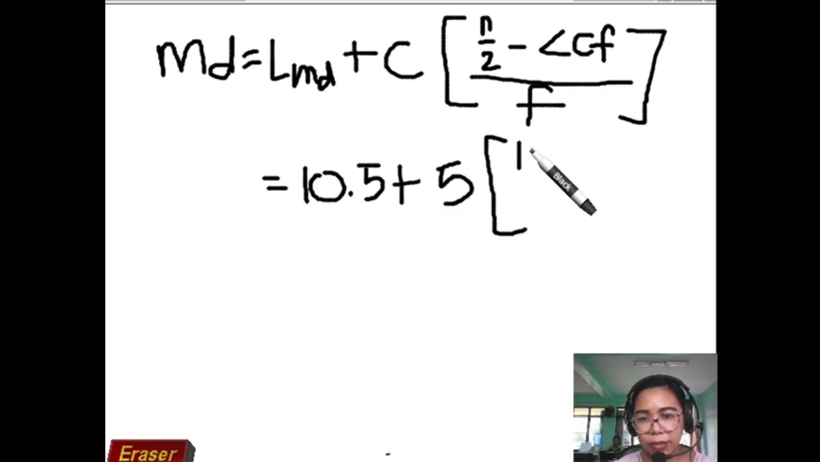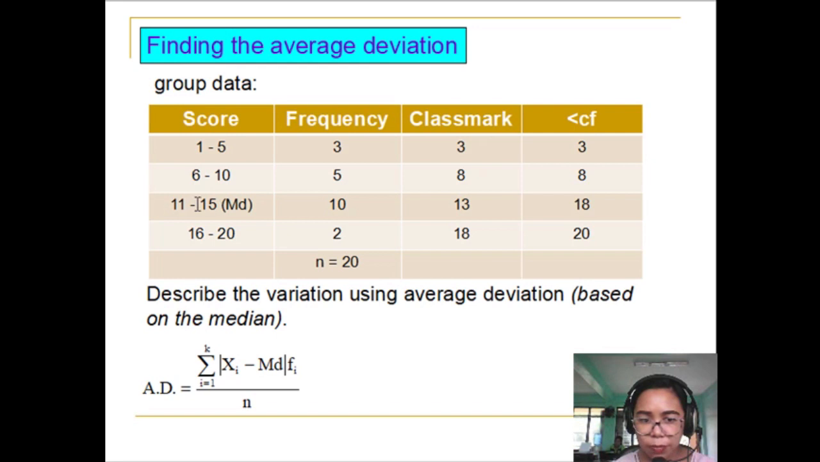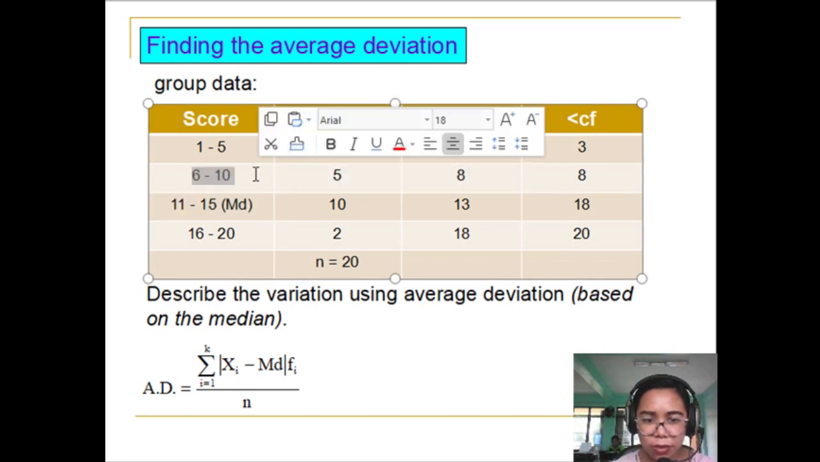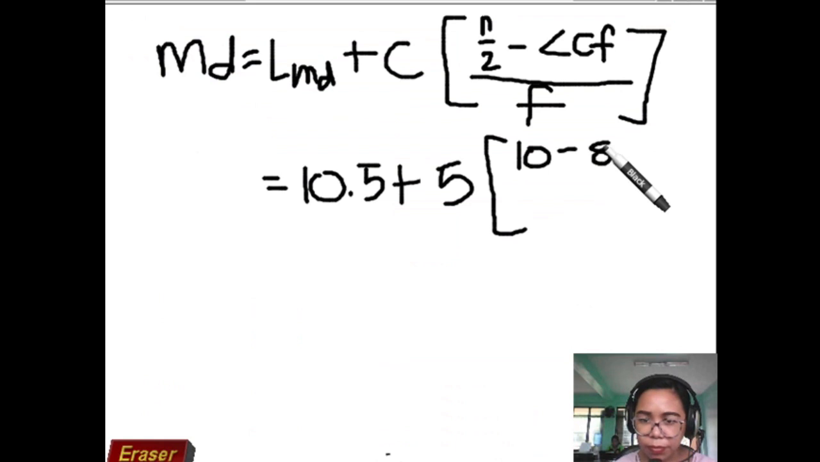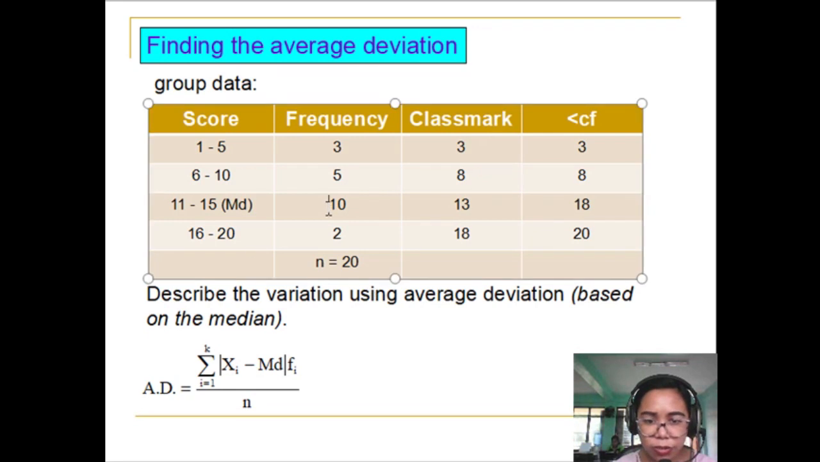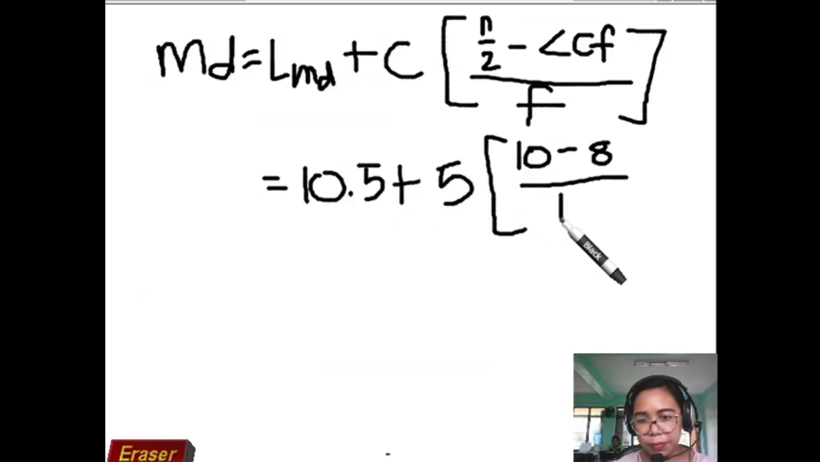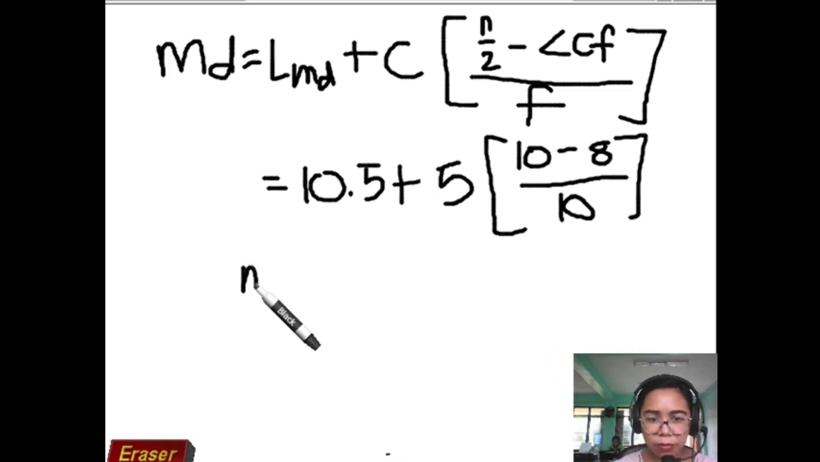Okay, so we have here 10. Then the less than cumulative frequency, one step lower. This is the median class. This is one step lower. Its less than cumulative frequency is 8. So we have to write it here, 8. Okay, and we need to also include the frequency, which is 10. Okay, so we have here the median value, 11.5.